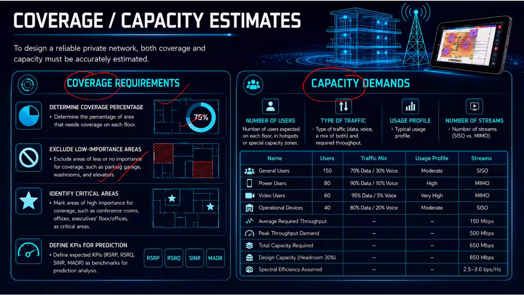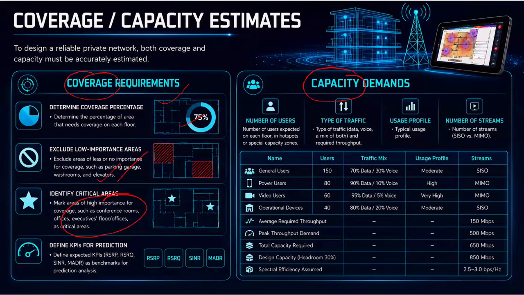At the same time, there may be some critical areas where coverage is extremely important. For example, conference rooms, executive rooms, production areas, warehouses, loading docks, control rooms, or locations where business critical devices are operating. So instead of simply saying we need coverage in this building, we need to clearly define where coverage is required and what level of coverage is expected.